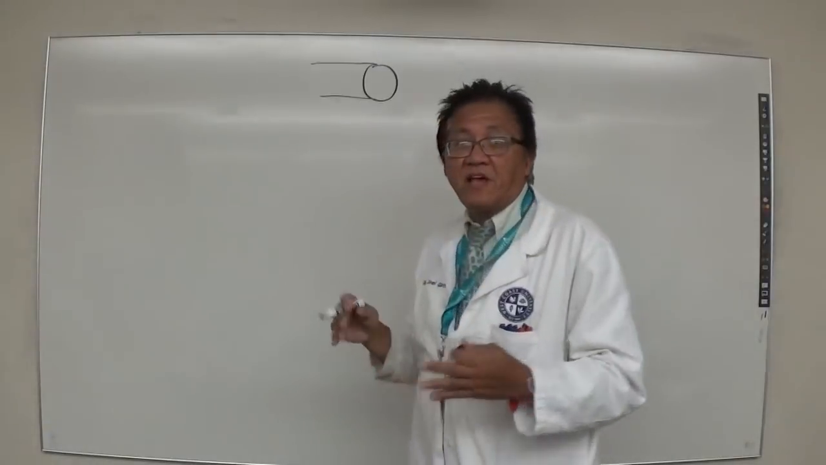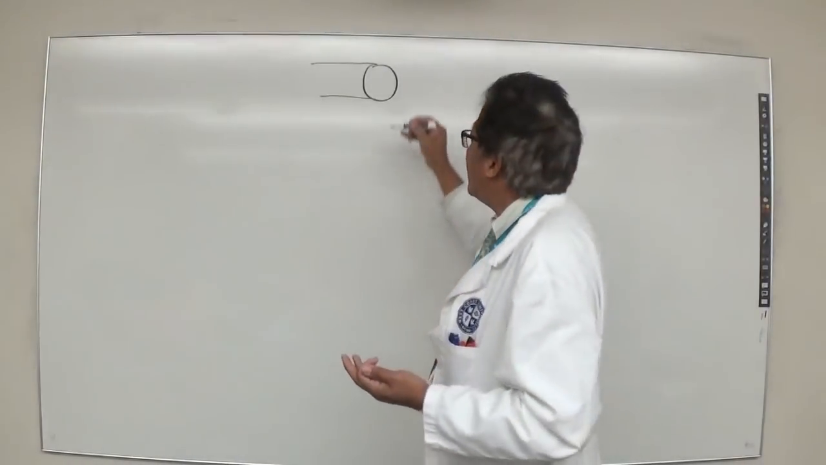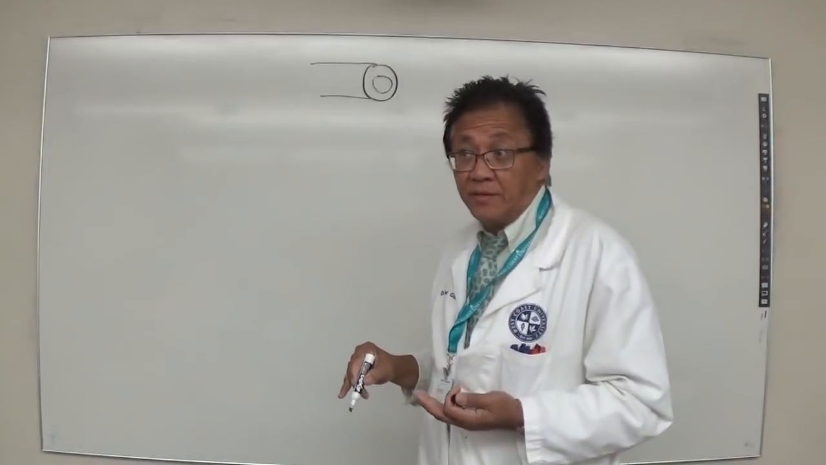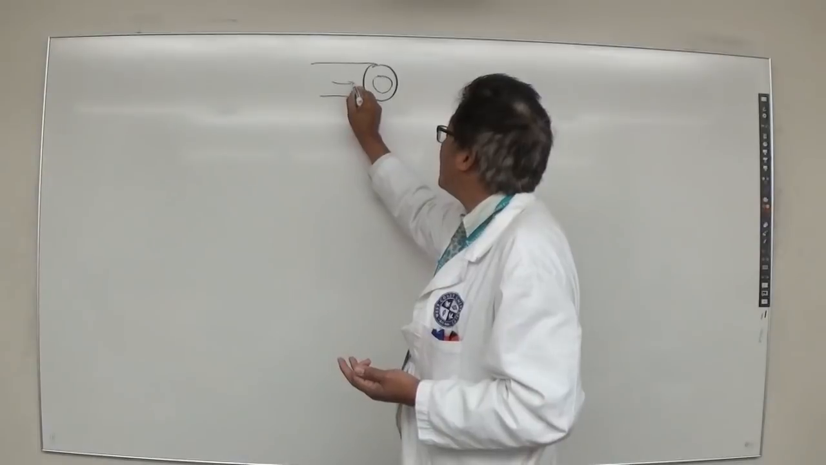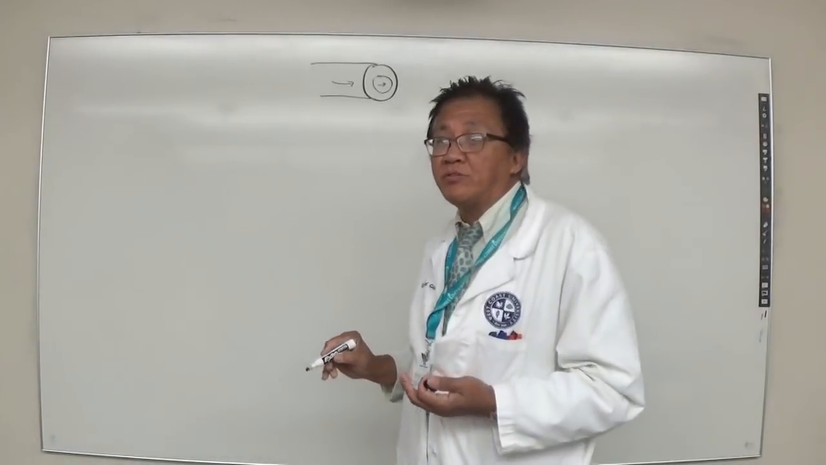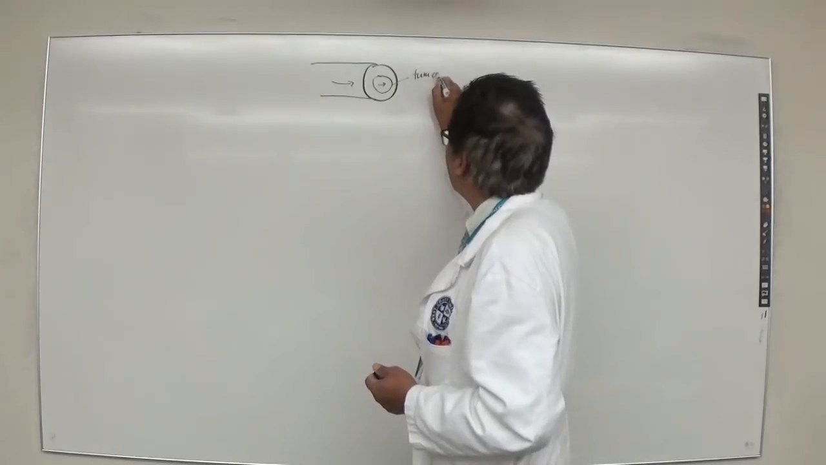A blood vessel is nothing else but a tube, T-U-B-E. This is the lumen where the blood will flow, correct? And it has three layers in the wall. Can anybody tell me the innermost layer, class? It's called tunica what? Intima.